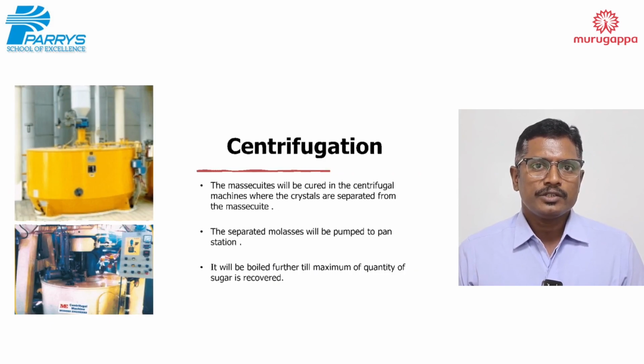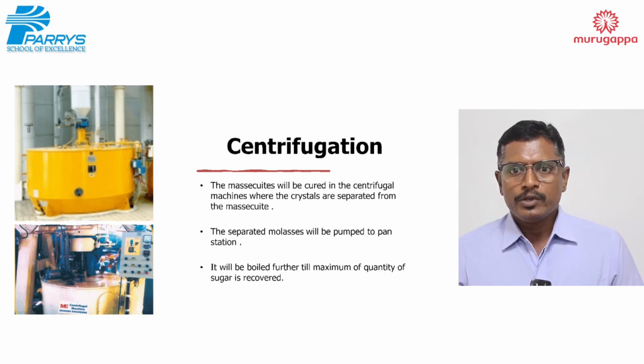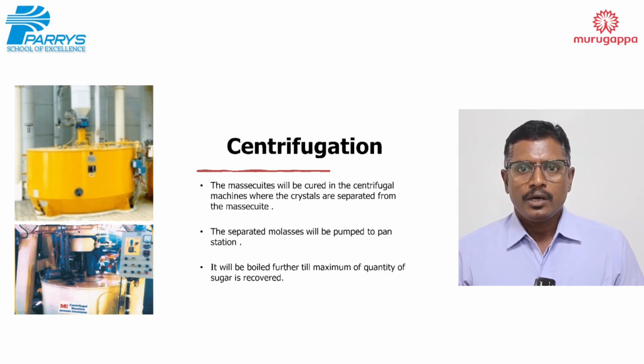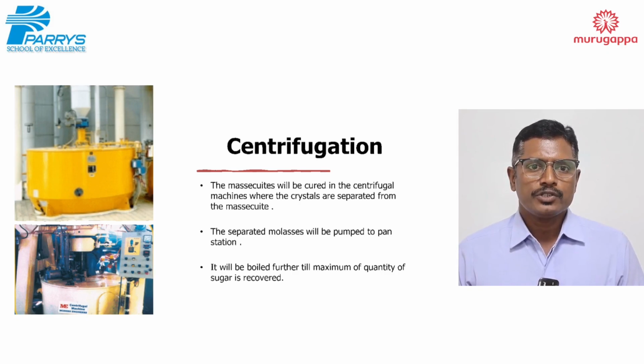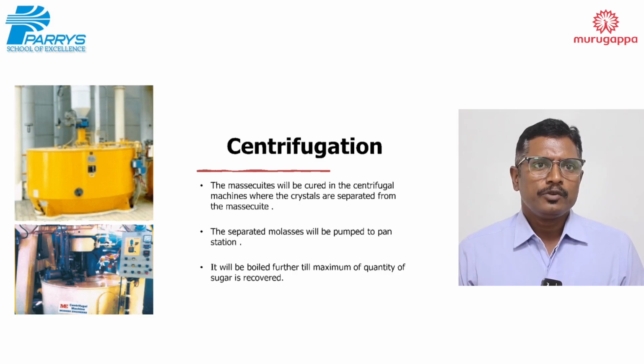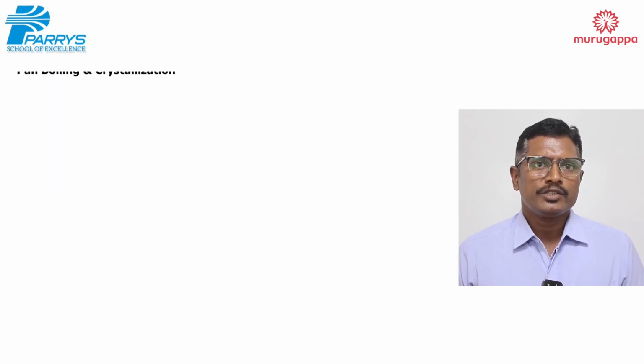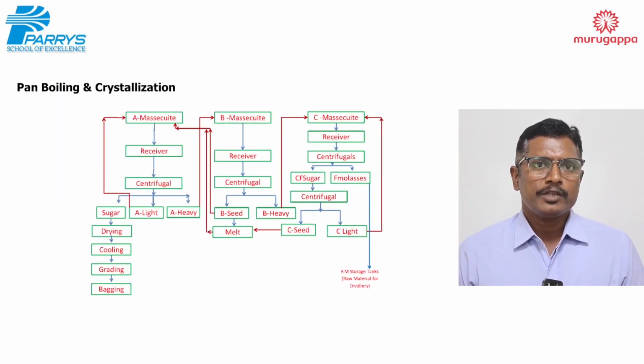After pan boiling, the next process is crystallization. From crystallization it goes to centrifugation. The massecuites will be cured in the centrifugal machines where the crystals are separated from the massecuite. The separated crystals will be sent for gradation and the mother liquor called molasses will be pumped to pan station for reboiling.